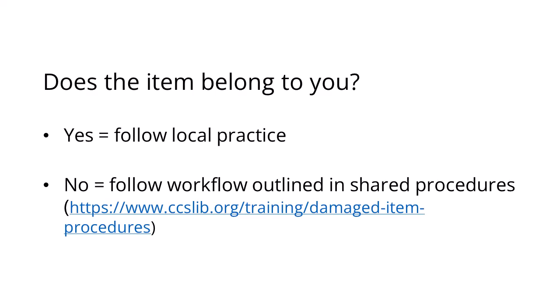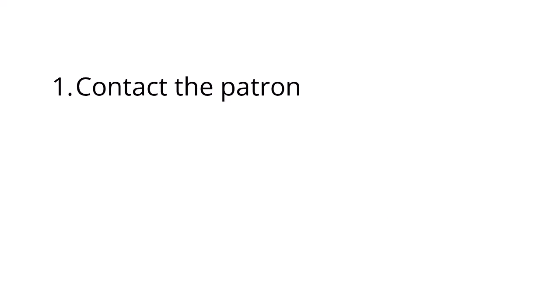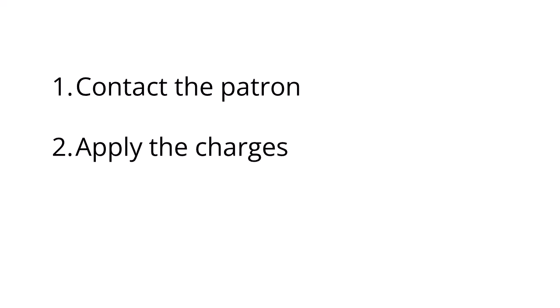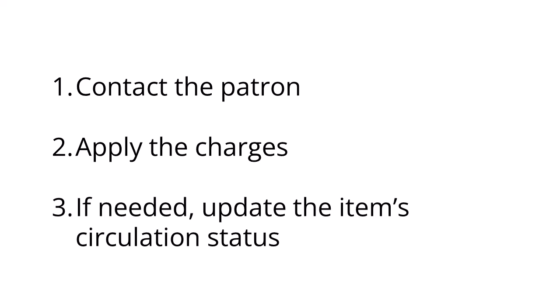For most situations, procedures will involve 3 major steps. First, contact the patron. Second, apply the charges to the patron's account. Third, if needed, update the item's circulation status. Here are 2 examples of the workflow for damaged items where 2 or more CCS libraries are involved.